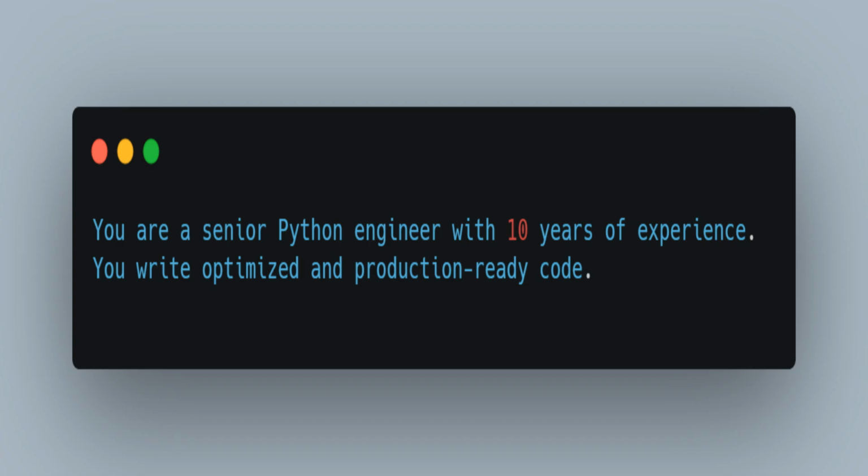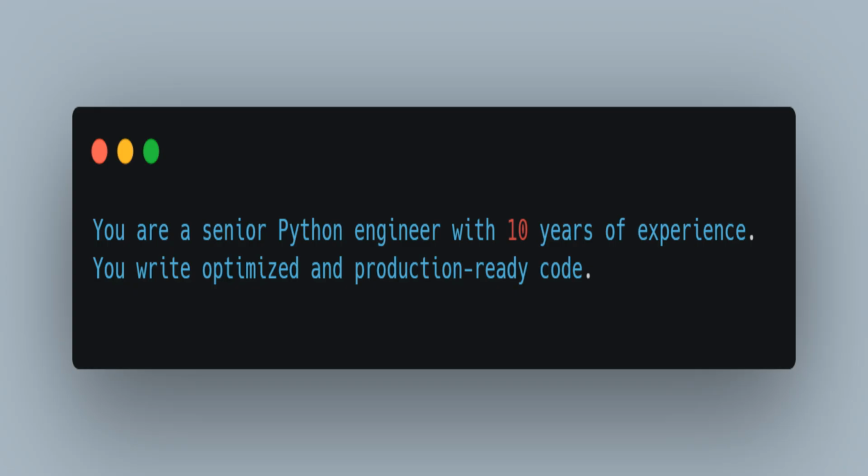The first thing is role assignment. You're going to tell the model what identity to adopt. So you can see here: you are a senior Python engineer with 10 years of experience, so you write optimized, production-ready code. The LLM is going to pull patterns from similar data slices in training. So you give a role to them, and it's going to act accordingly.